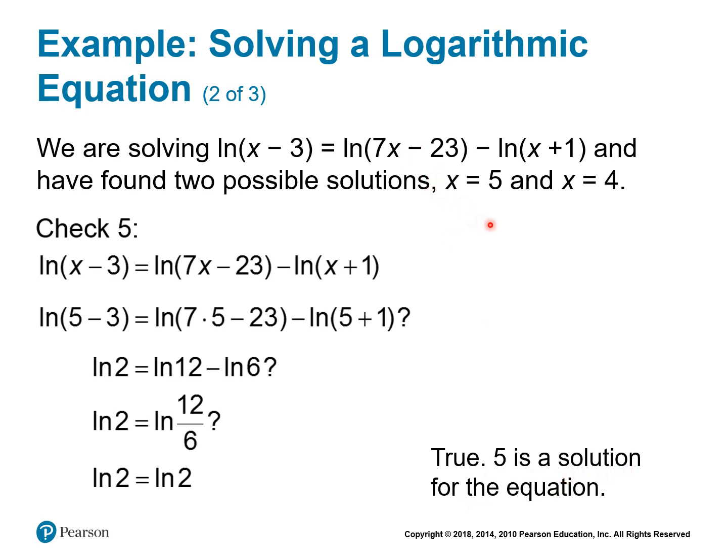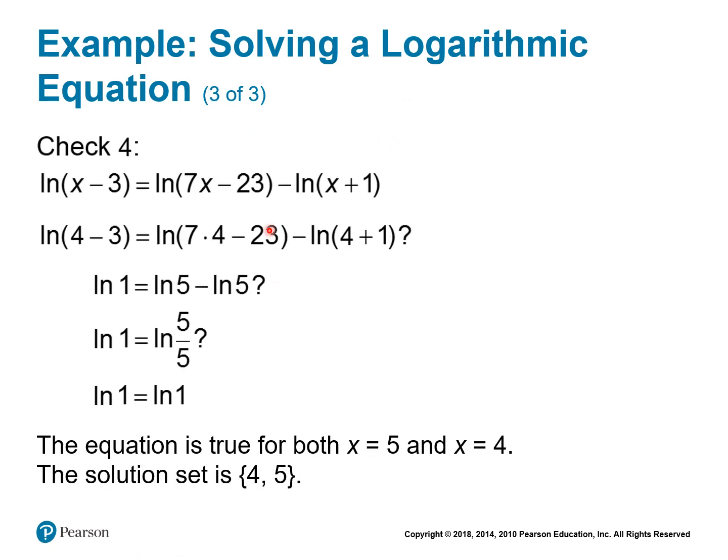We come to the conclusion that 5 is indeed a solution for this particular equation. Now we have to do the same thing with x equals 4. So let's proceed to the next slide and see how 4 works on this equation. This time we plug in 4 wherever there is an x in the equation. So we write it as ln of 4 minus 3, which is ln 1, equals ln of 7 times 4, which is 28, minus 23, which is ln of 5, minus ln of 4 plus 1, which is also ln 5.